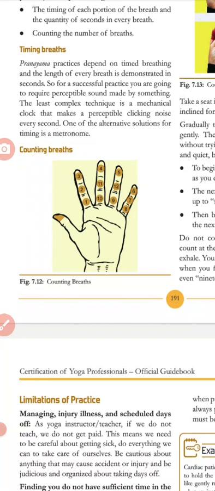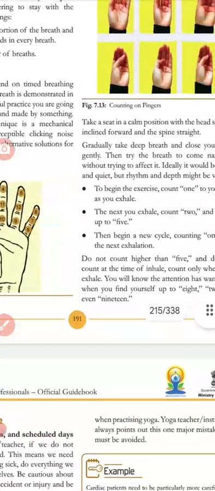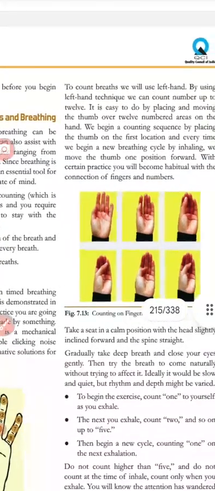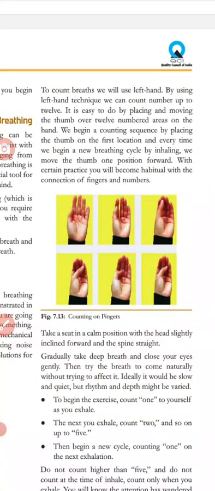Then comes the counting. You can see the hand shows here the first, second and third. These are the interphalangeal joints, and see how the number is counted in that. So 1, 2, 3, you can see the first finger is 1, 2 and 3, then comes the middle finger, then the ring finger, and then the last finger. In this way we are counting breaths. This is also one of the techniques of counting breaths. To count breaths we are using our left hand, and by this left hand technique we can count numbers up to 12. So this is one of the techniques.